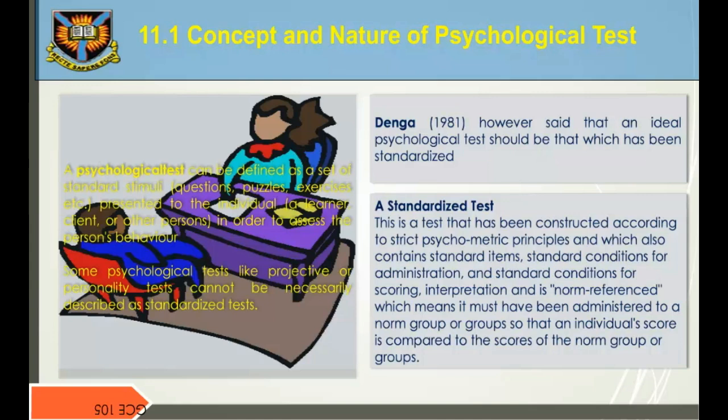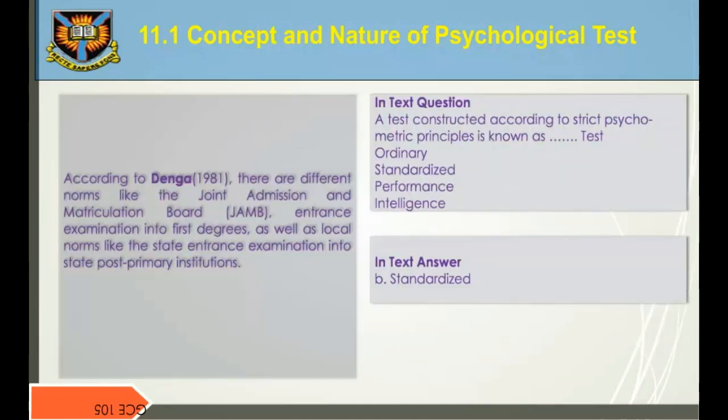conditions for administration and similar conditions for scoring and interpretation, and is norm referenced, which means it must have been administered to a norm group or groups so that an individual's score is compared to the scores of the norm group or groups. According to Denga, there are different norms like the Joint Admission and Matriculations Board, JAMB, entrance examinations into first degree, as well as local norms like the state entrance examinations into state post-primary institutions.